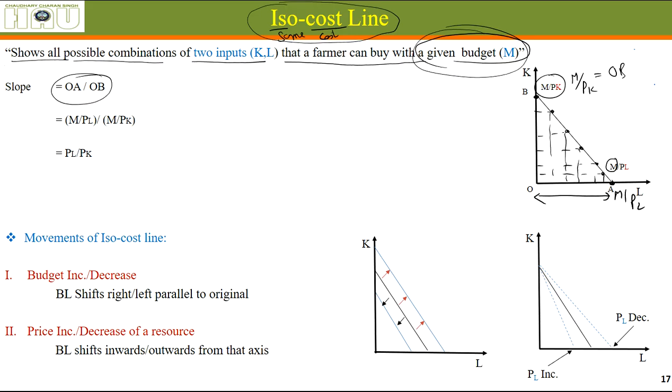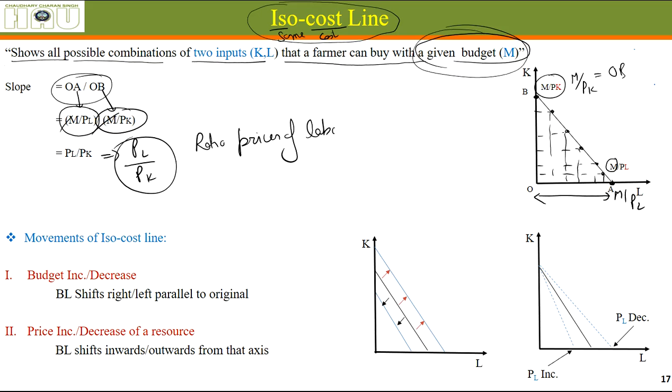We can also write OA as M by PL and OB as M by PK. M cancels out and it becomes the ratio of prices of labor and capital. That's simple. Ratio of prices of inputs, you can also say.